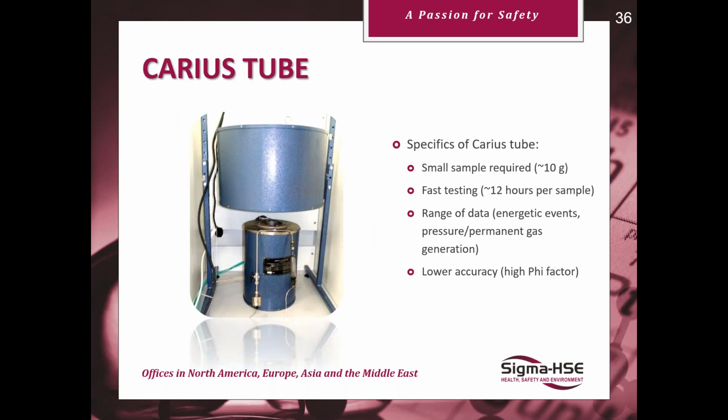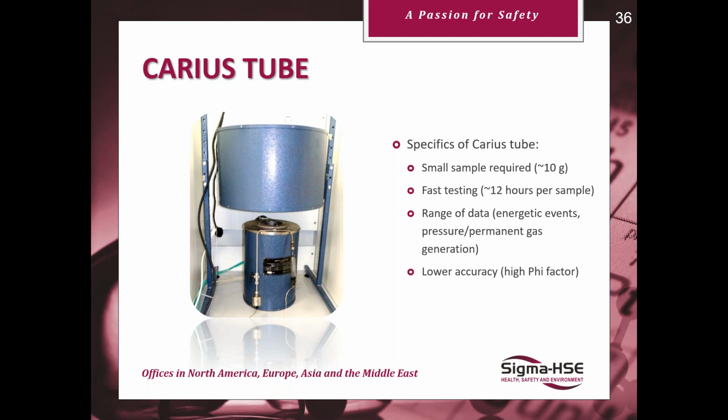Next, I mentioned it a little earlier on, the Carius tube test. The specifics of the Carius tube: it's a small sample. This one we'd typically use about 10 grams, so it's a step up from the DSC in terms of requirement, but it's still not a huge amount. Fast testing, again, this one takes about 12 hours.